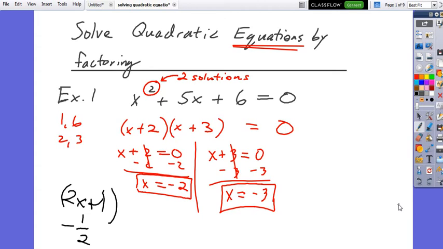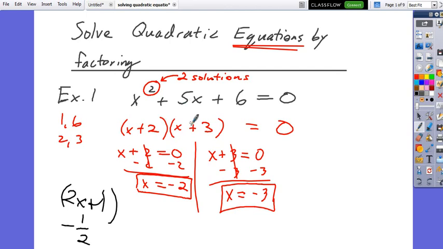So in order to solve this by factoring, we factor the trinomial into x plus 2, x plus 3. You can see where I put the factors over here to the left. And we want the pair of factors of 6 that add up to 5, and they are 2 and 3.